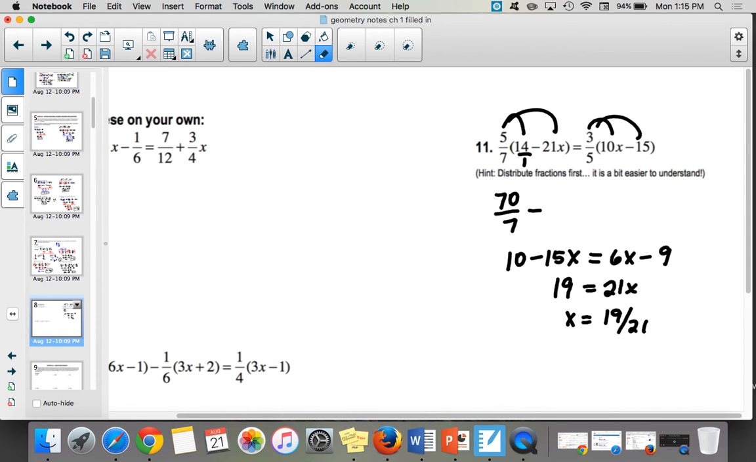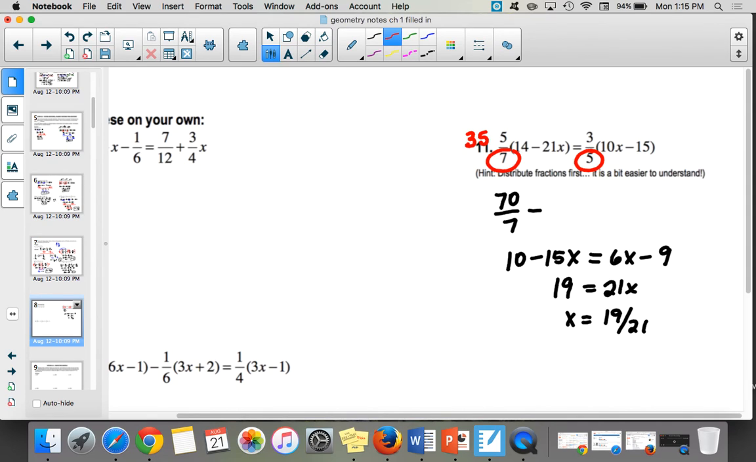Another thing that you can do on number 11, though, is you could notice that you have 7 and you have 5. So before you begin, you could have multiplied this by 35 and this by 35. And then your 35 and 5 would reduce to 7 and 1. So you could have just taken 21 into both sides. Does that make sense? Because 3 and 7. So it's a little tricky. So that's the way that I was saying.